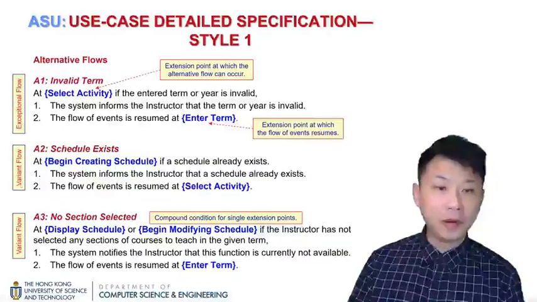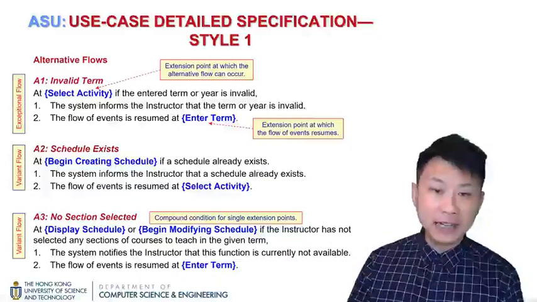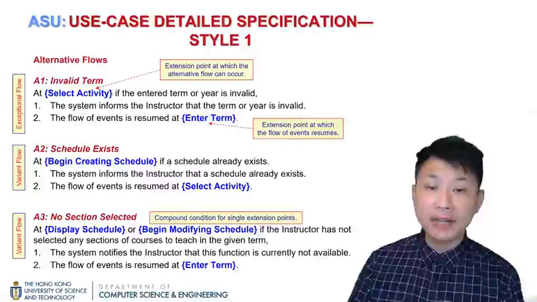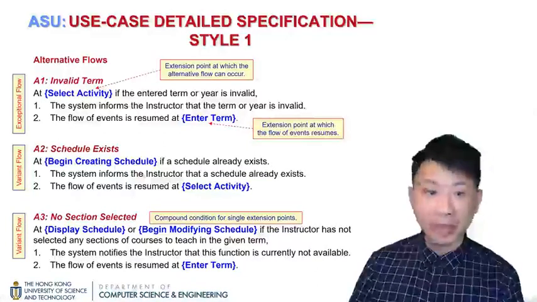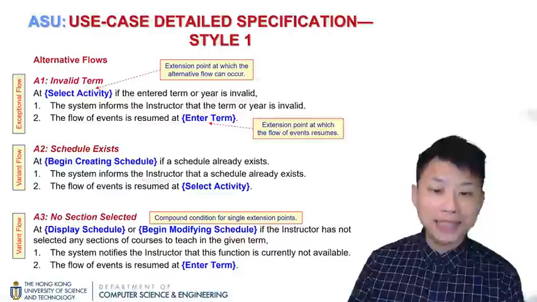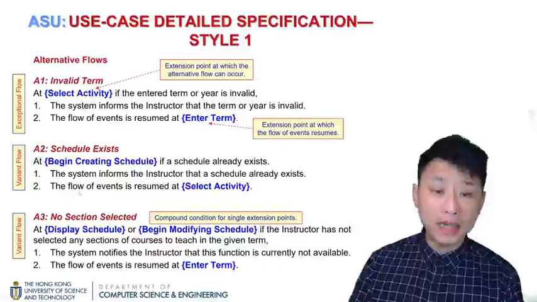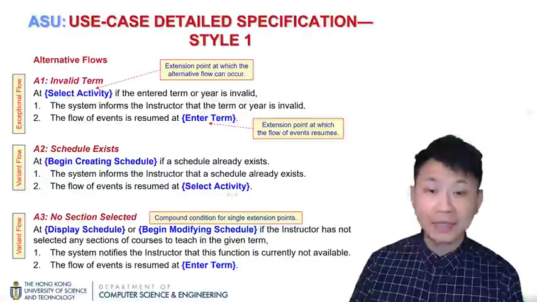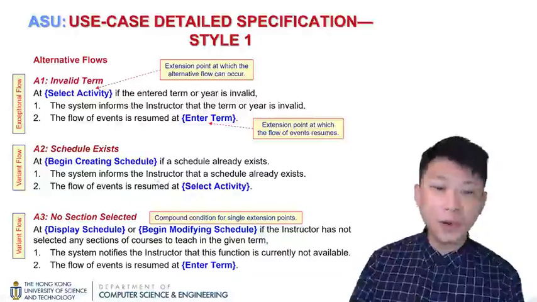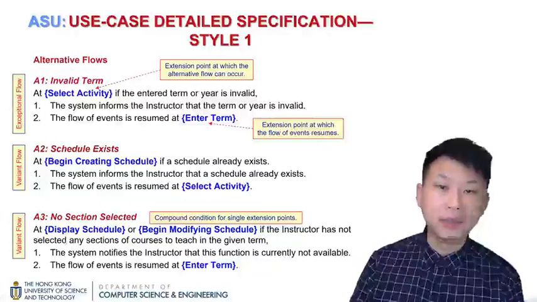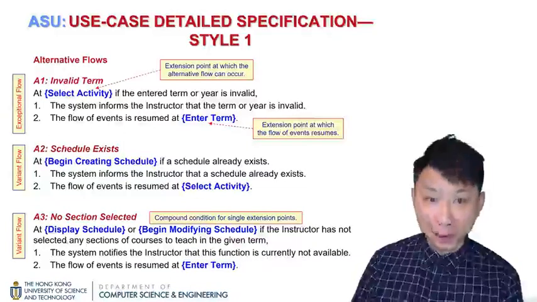And then this is an example of variant flow. So at begin creating schedule at this extension point, if a schedule already exists, then we have to show a pop-up, maybe, to inform the instructor that a schedule already exists. Then the flow of events is going to resume at select activity at another extension point. So on and so forth. And you will find more examples about alternative flow from the example use case specifications that you can download from the course webpage.